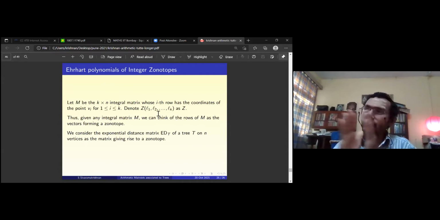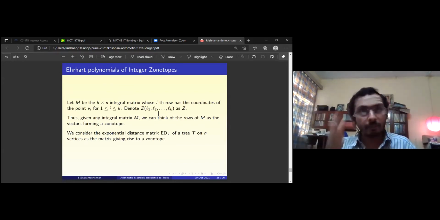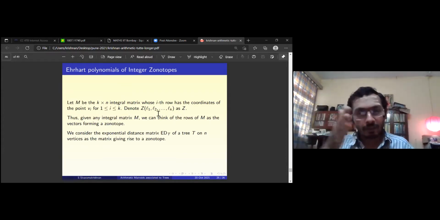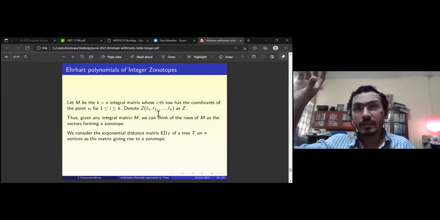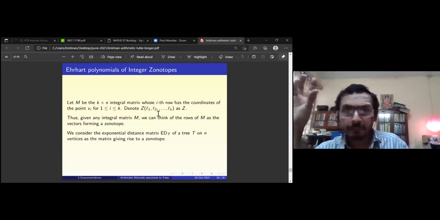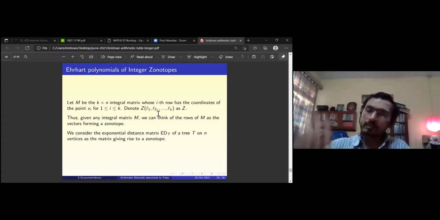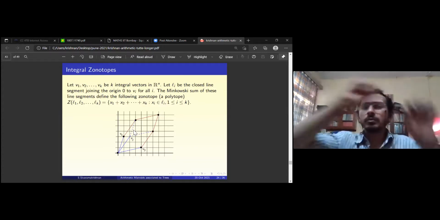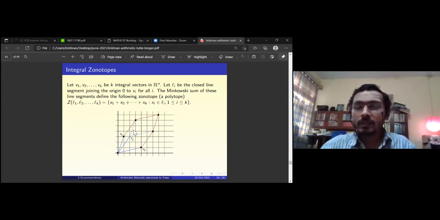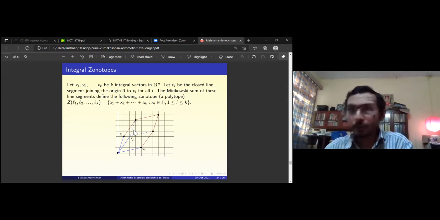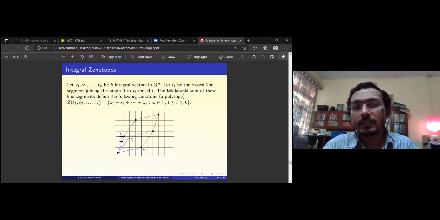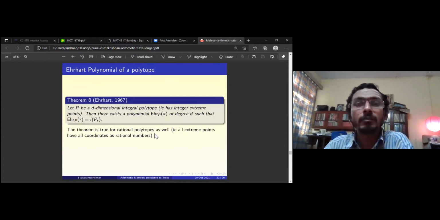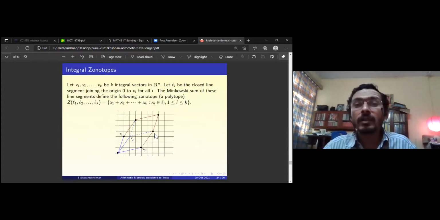Is the setup clear? We have a matrix M, and this is an integral matrix. You look at the columns of that matrix M and treat them as points in Z^d. Now you look at the line segment joining the origin to each of them, and then you look at the Minkowski sum, which is just all possible sums. That polytope is again a polytope. Because you started with integral vectors, the extreme points are all integers, so the Ehrhart theorem applies. You can get a polynomial. What is that polynomial? That Ehrhart polynomial.